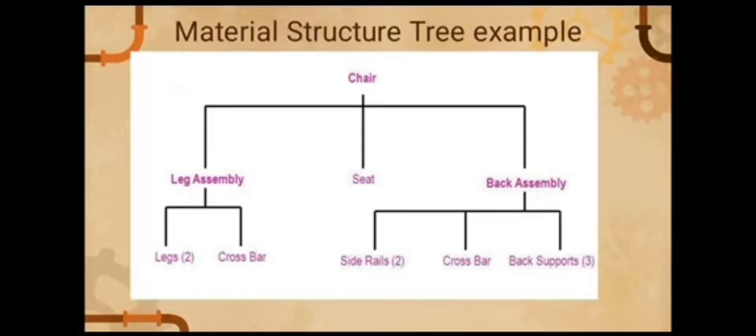So our product is a chair, so the quantity needed: for the legs, we need two, and then a crossbar. For the seat, one. Then for the back assembly, for the backrest, we have side rails, and then a crossbar, and then the side rails. And then the back supports, the number of quantities is 3.